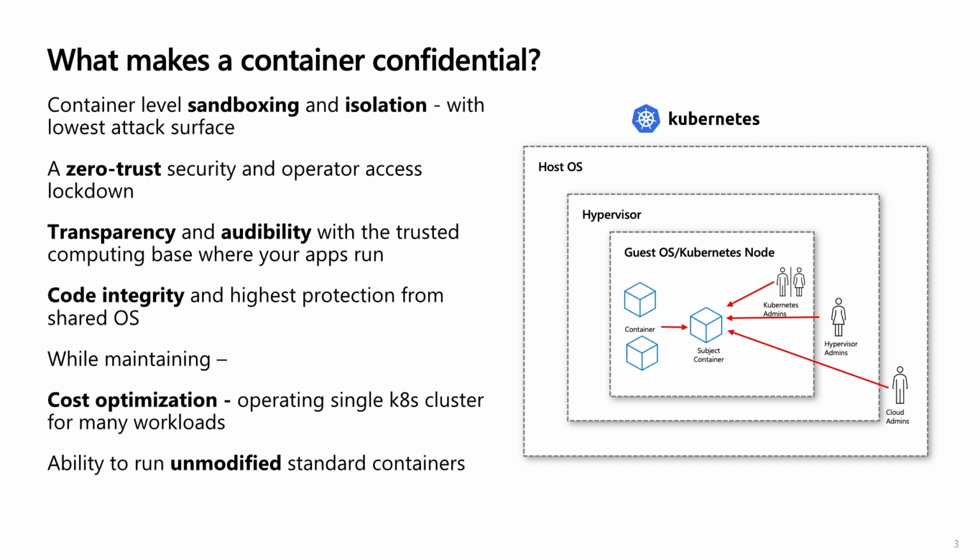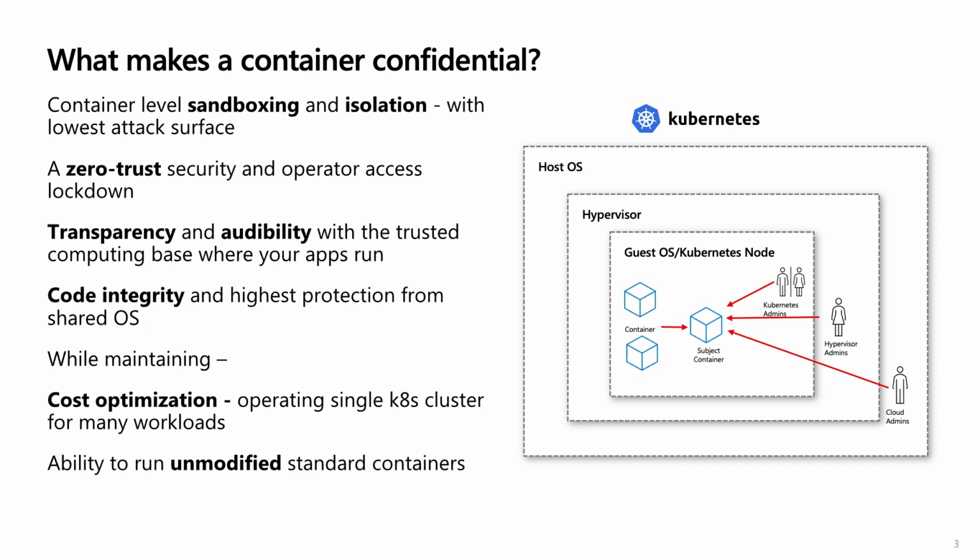In this diagram here, you can see that I've created some threat matrix that we want to isolate our container from. So we want to have container level sandboxing and isolation, and we want to operate with a zero trust threat model, both from our security and operator access.